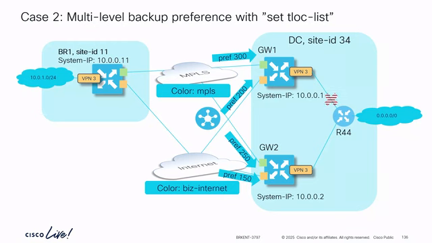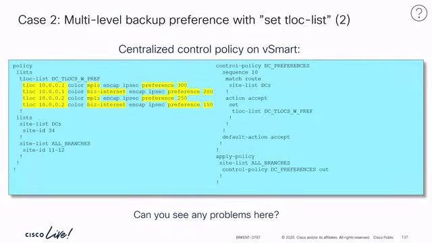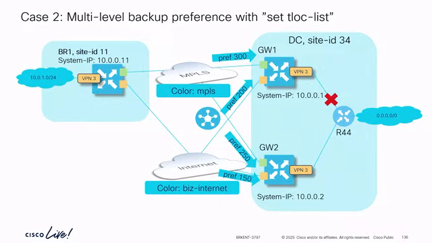Case number 2, similar topology, but now we have a fully connected underlay, full mesh. Device BR1 is connected to MPLS and to the business internet. The idea was to have a multi-level preference.